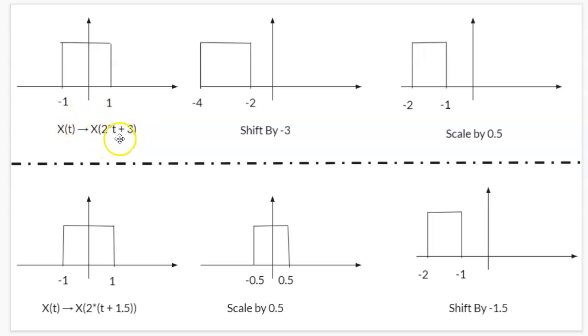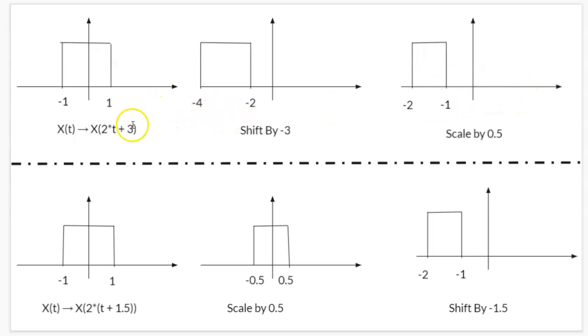First of all, you have to shift by minus 3, because you have to transpose this equation. Let's say t dash is equal to 2t plus 3, then t is minus 3. So we have to shift by minus 3, and it will become minus 4 and minus 2. Then, since it's 2 here, you have to scale by 0.5, because you take the 2 to the other side, so it becomes 1 by 2, which is 0.5. This is one way of doing it.